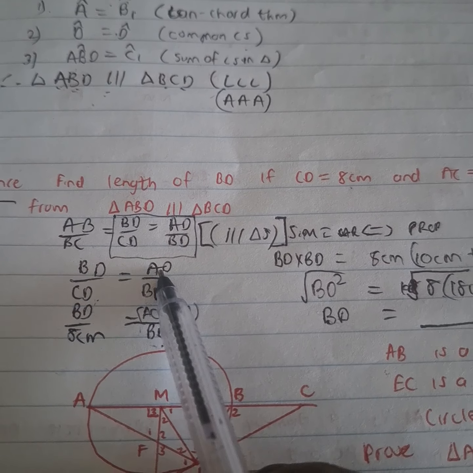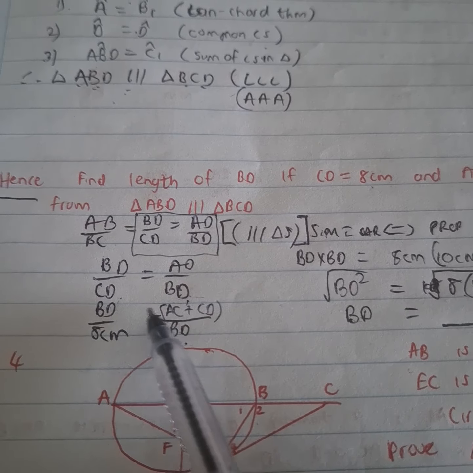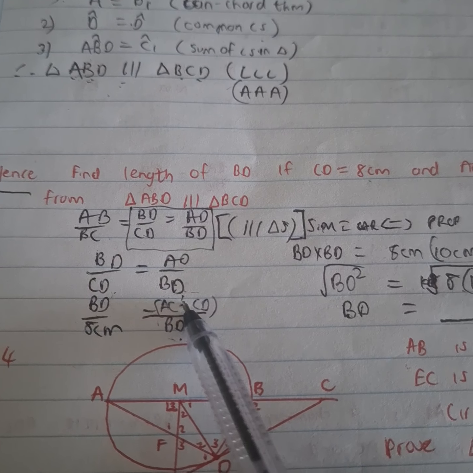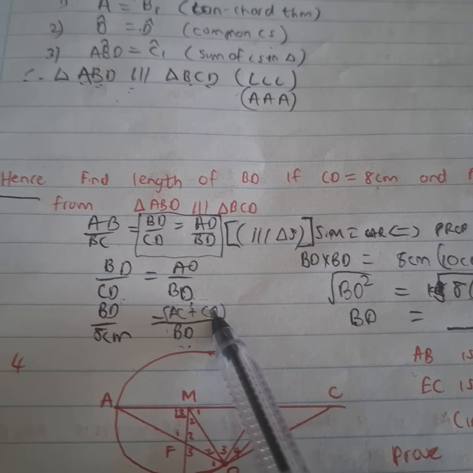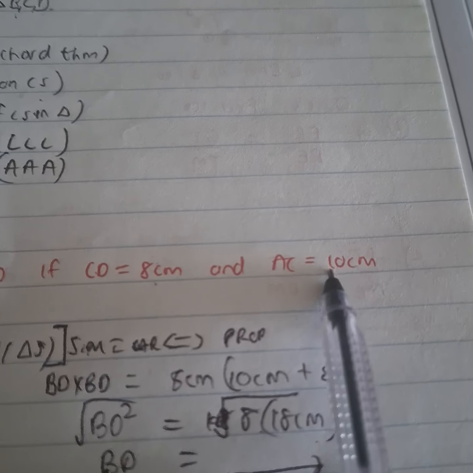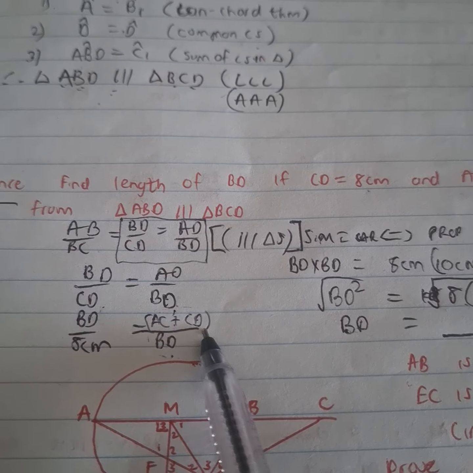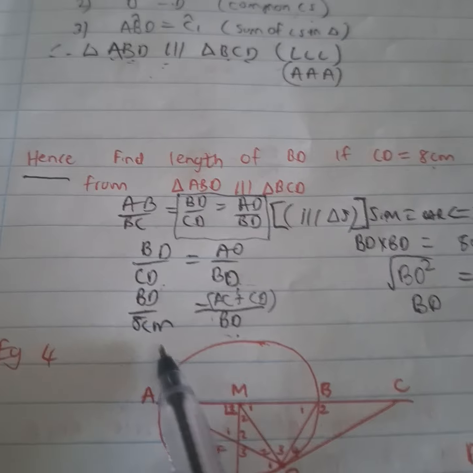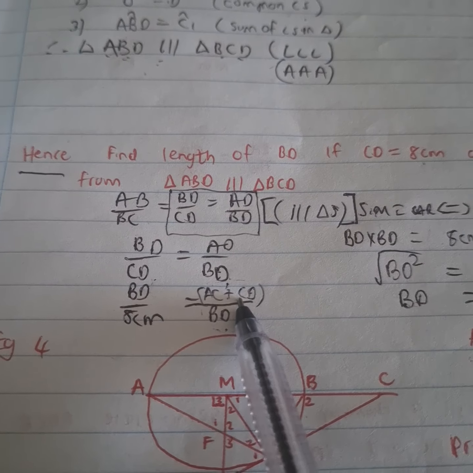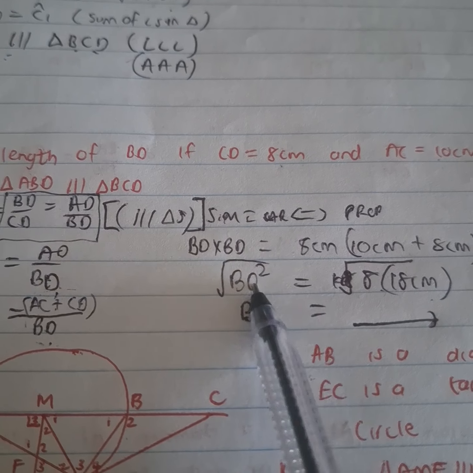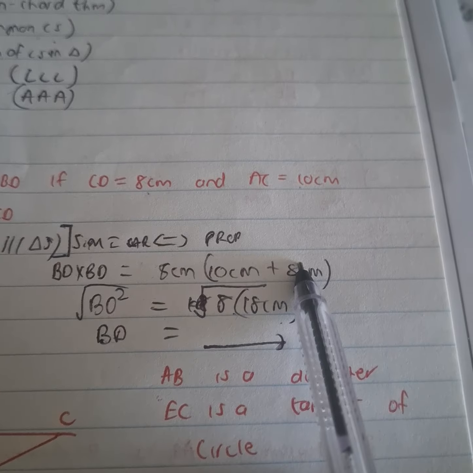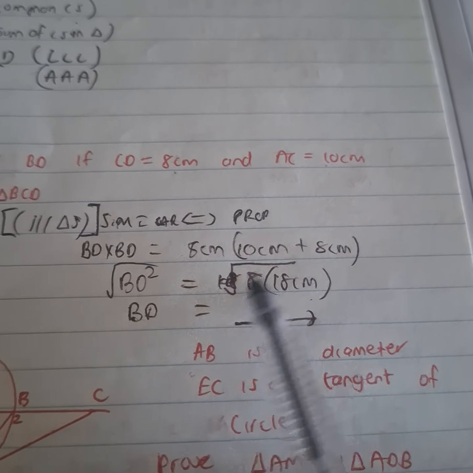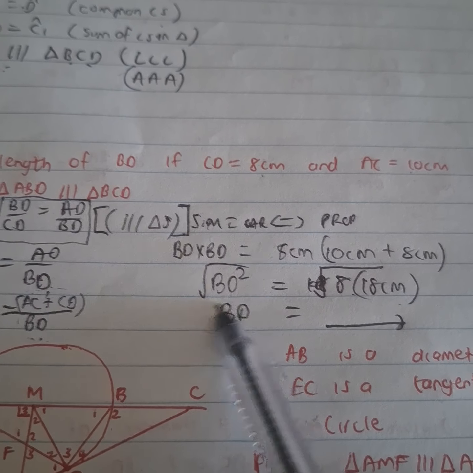BD over CD is equal to AD over BD. Then we are able to see, AD is actually a combination of AC plus CD. AC we know is 10, CD we know is 8, so it's that 10 plus that 8, which is 18 centimeters. Then we just cross multiply, very importantly, we get BD times BD, which is BD squared, equal to 8 centimeters times the 18 that we have there. Then we take the square root on both sides to get BD.